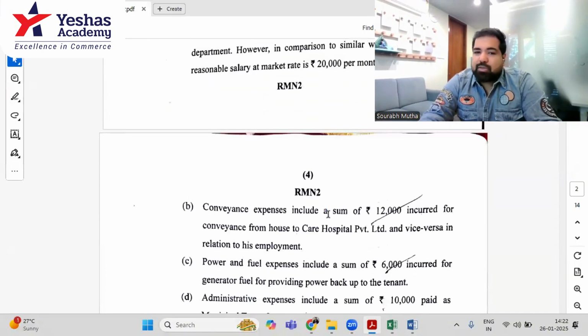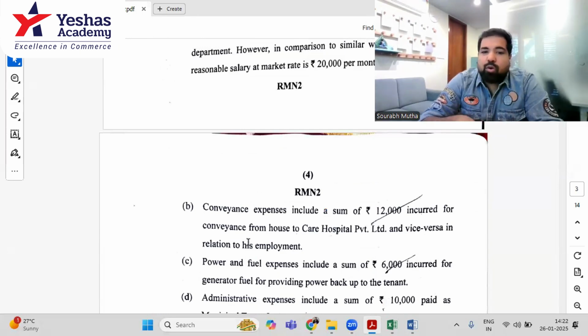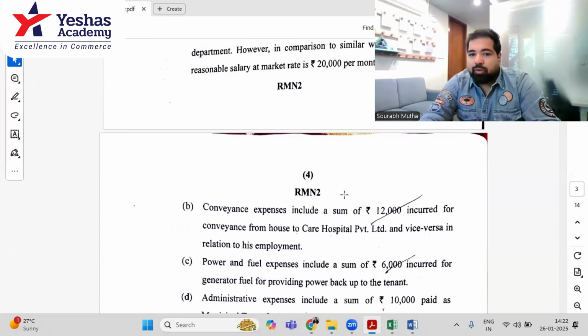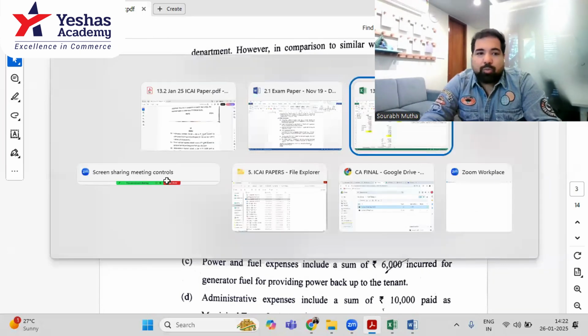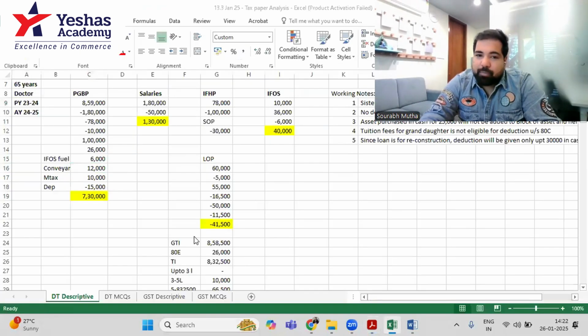Next, conveyance expense of 12,000 incurred from your house to office and back, which has been included in conveyance expense, has to be removed from conveyance. So 12,000, we have to remove it. Here I've removed 12,000, I've added it back.